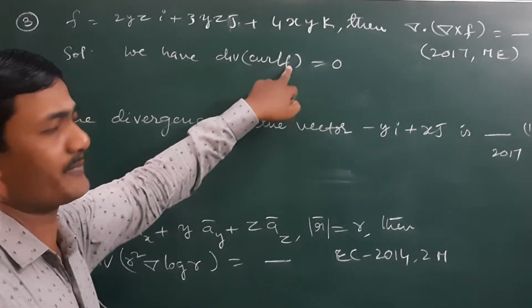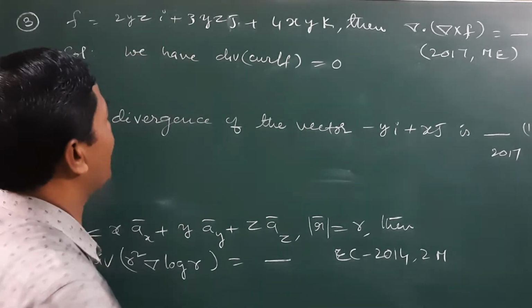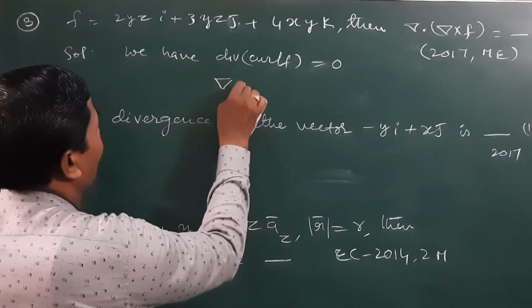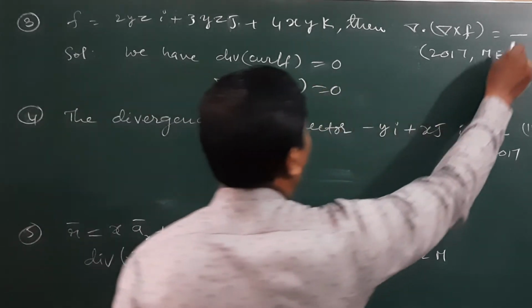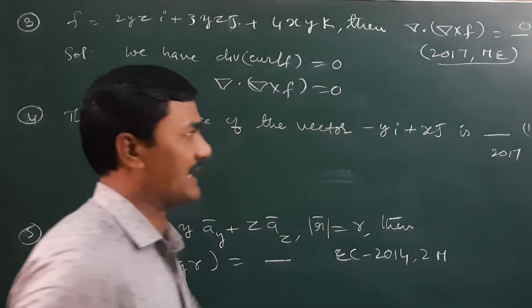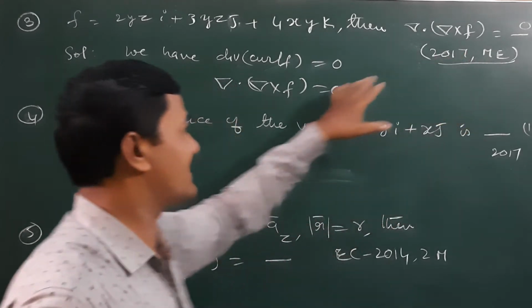Why? F is always a vector point function. Here f is a vector point function. Therefore, del dot del cross f is equal to 0. The final value is 0. This is a 2017 mechanical engineering 1 mark question. This is the end of this answer.